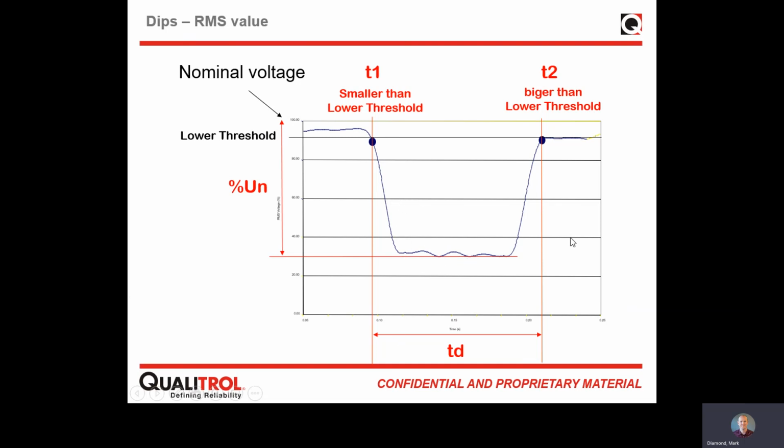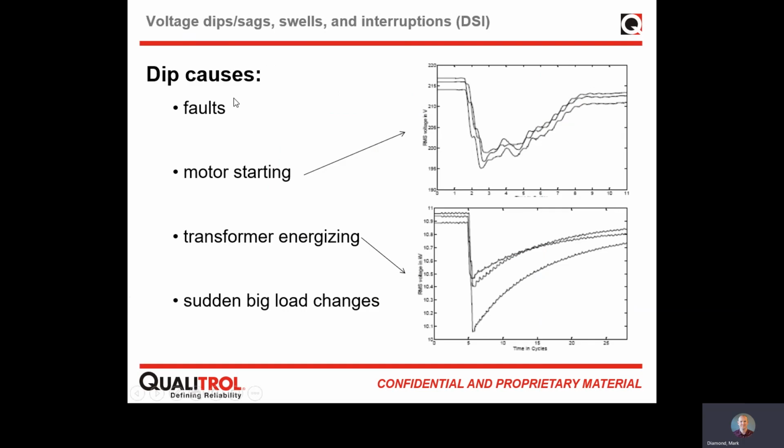Depending on how far it dips and how long it dips, there is damage that it can do, as we mentioned, to PCs or server rooms or other sensitive electronics. The causes tend to be faults on the network, maybe a motor starting or some transformer being energized, or sudden big load changes, and they can all cause this dip to happen in the voltage, which can cause damage to electronic devices.